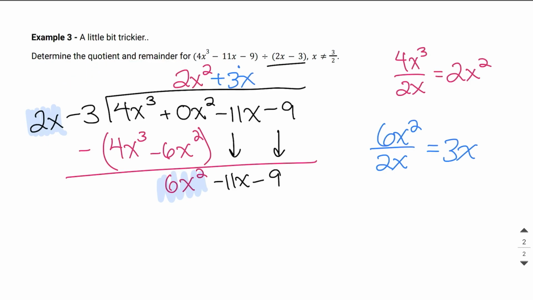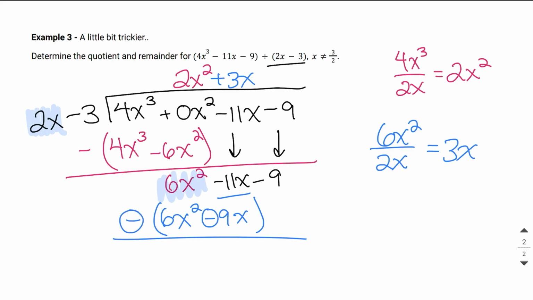And now I'm going to distribute that 3x through. Well, 3x times 2x is 6x squared, and then 3x times negative 3 is going to be minus 9x. Subtract that whole entire thing. 6x squared minus 6x squared is nothing. It cancels out. It subtracts out. And then I've got negative 11x minus negative 9x, which is going to end up being a negative 2x. And then I'm going to bring down this minus 9.